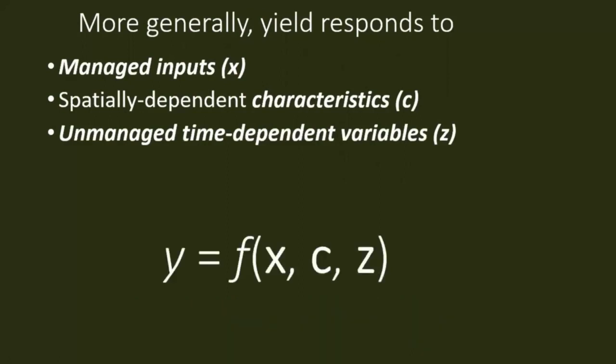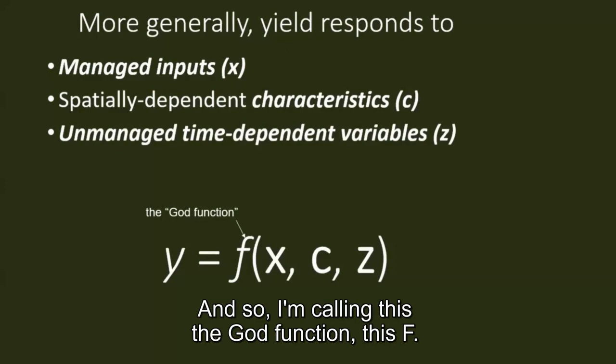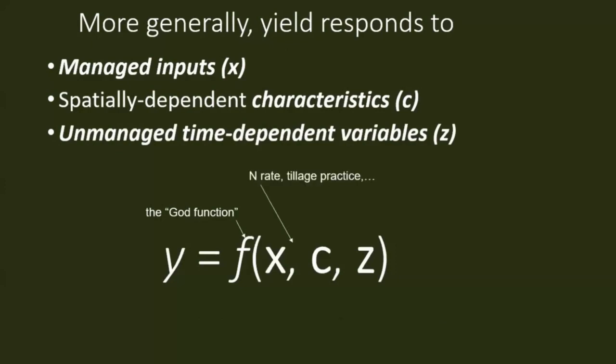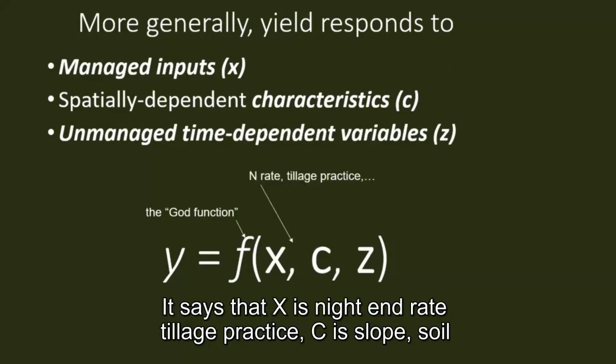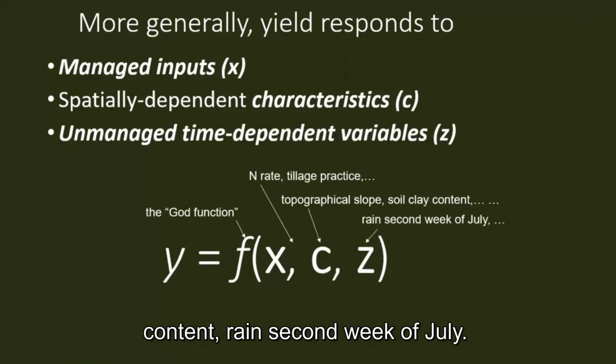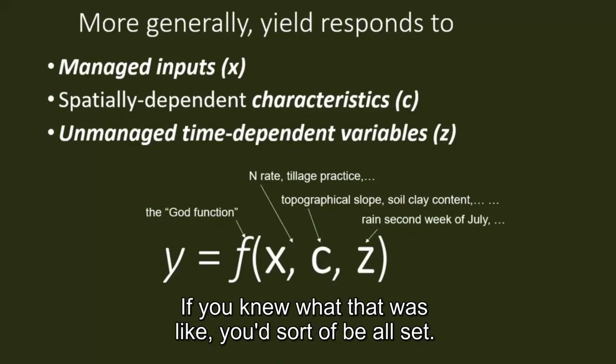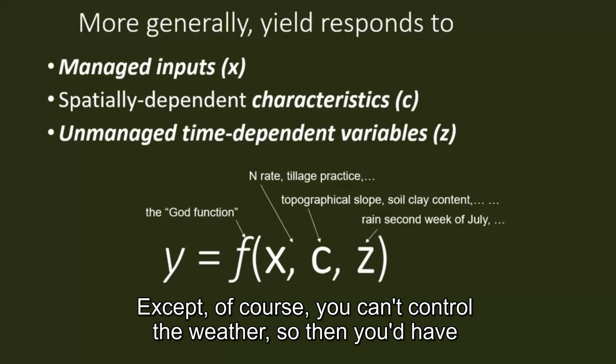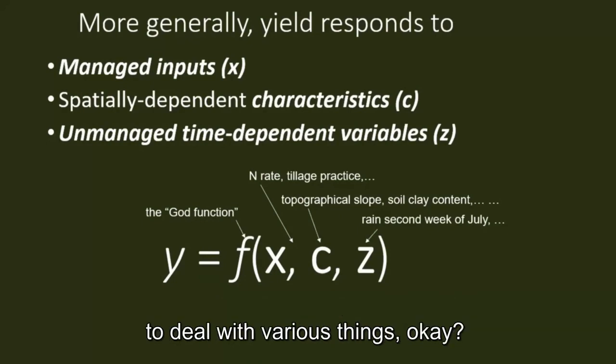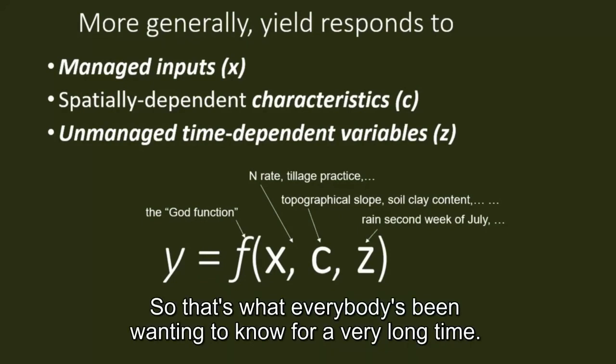Okay. And so I'm calling this the God function, this F. It says that X is N rate, tillage practice, C is slope, soil content, rain second week of July. That's what you would want to know if you could. If you knew what that was like, you'd sort of be all set. Except, of course, you can't control weather, so then you'd have to deal with various things, okay? So that's what everybody's been wanting to know for a very long time.